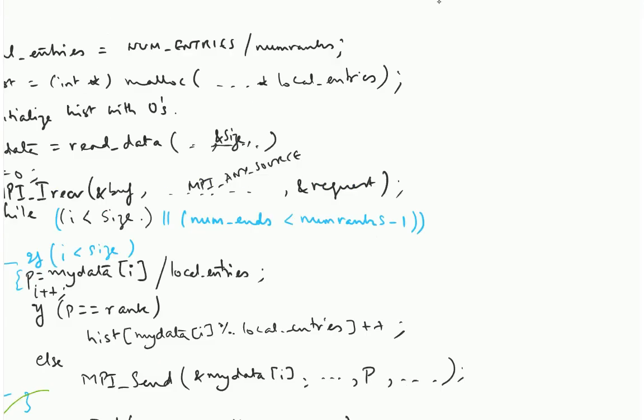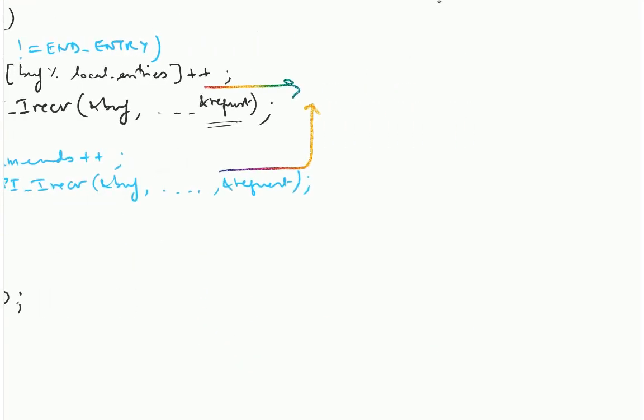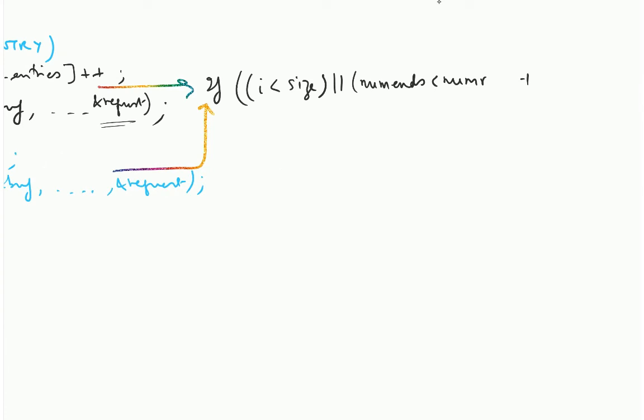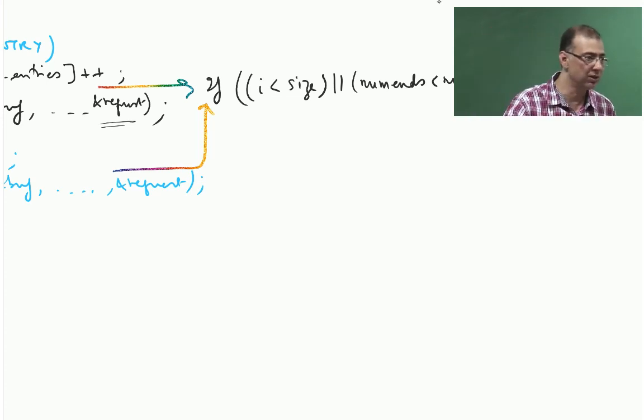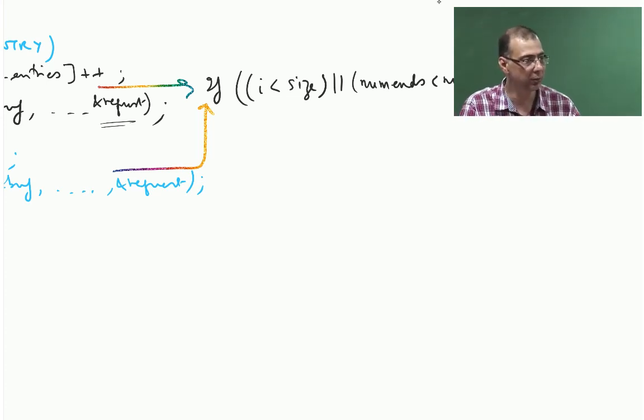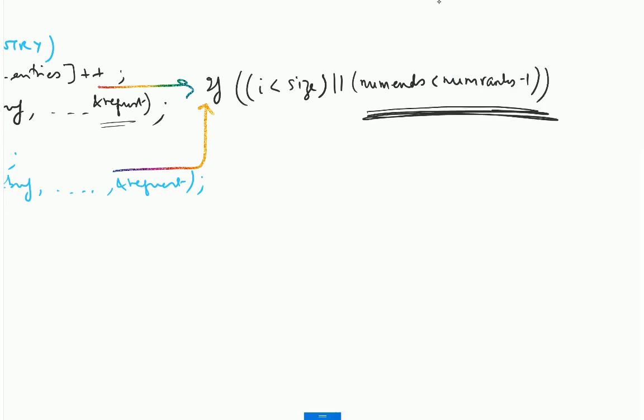So I just check over here. If i is less than size, or num ends is less than num ranks minus 1, only in that case I will post the I receive, because this basically says that there is at least one more receive to be done, right? Either there is a message to be received or there is a num end.